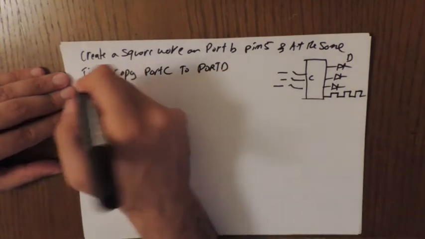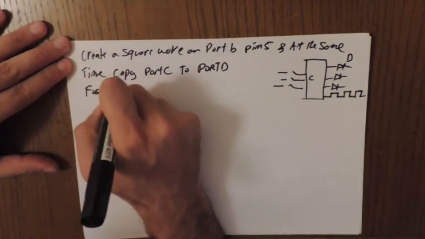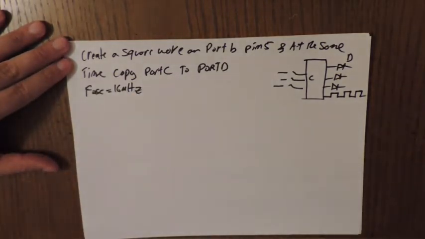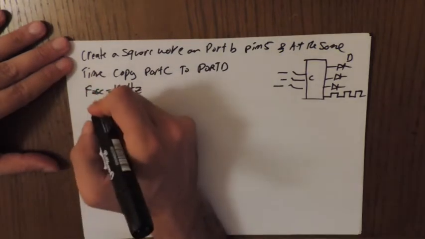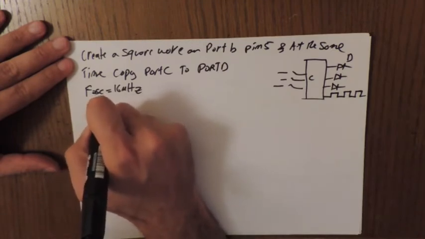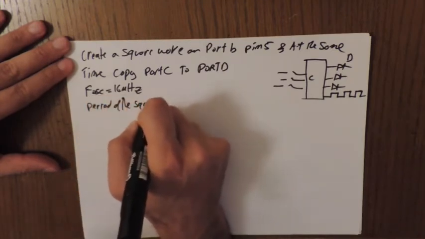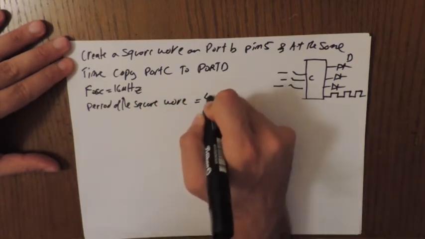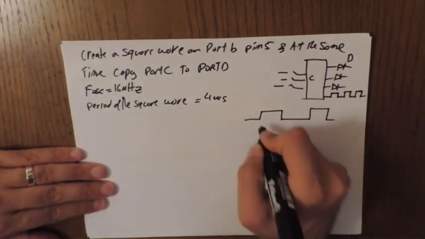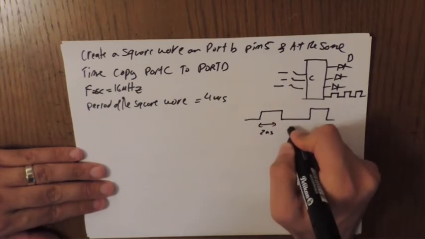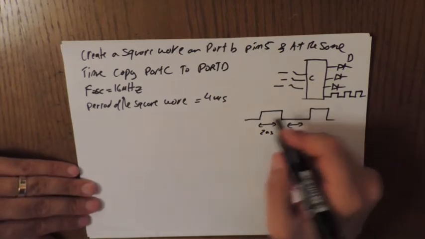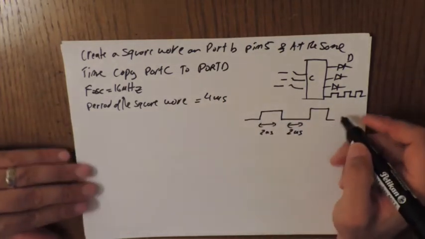The square wave, of course, I need some timing information. The frequency is 16 megahertz. I wanted to have a 4 microsecond period for the square wave. This means this will be 2 microseconds and this will be 2 microseconds. I need to divide them by two. So I need my timer to count for 2 microseconds.